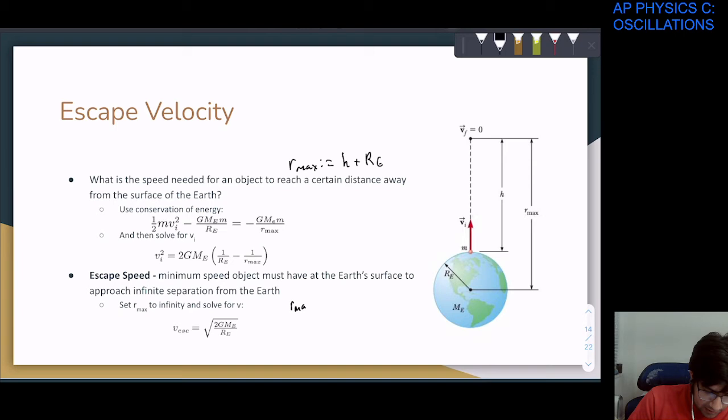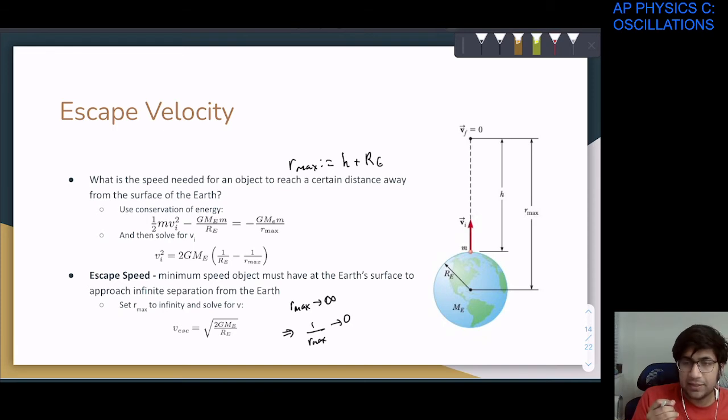So as R max goes to infinity, which means that 1 over R max goes to 0, we can remove that term. And then when we do that, we can solve. V is just simply then the square root of this expression here, 2g Me over r. And this is our escape velocity formula. All we need is the radius of the Earth, the mass of the Earth, and g.